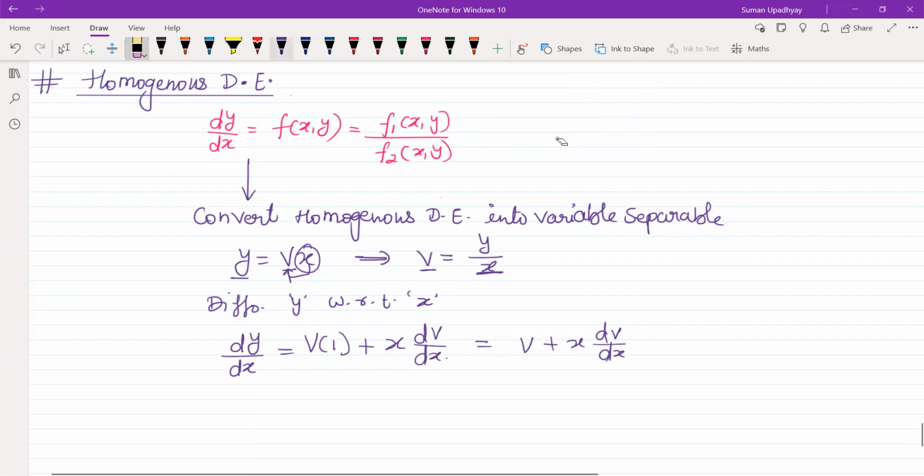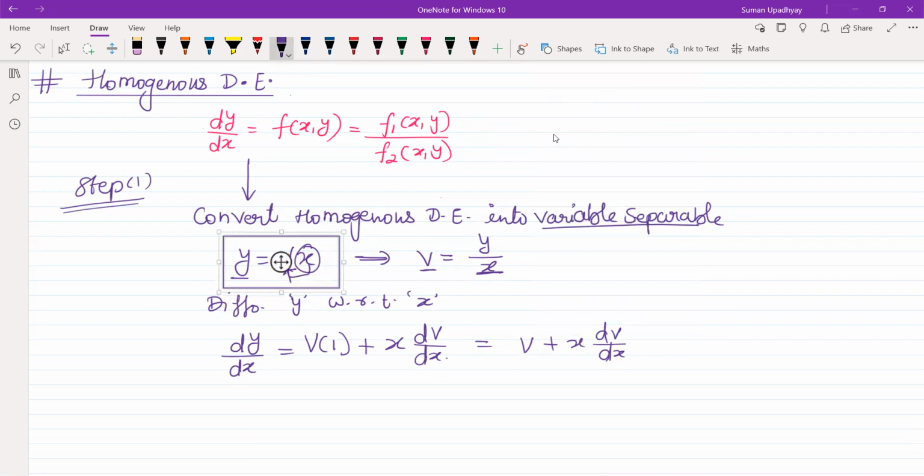Okay, so how to solve a homogeneous differential equation? There are a few steps. This is step 1. Convert the homogeneous differential equation into variable separable. How would you convert that? By taking the substitution y equals vx. So this substitution you have to take.